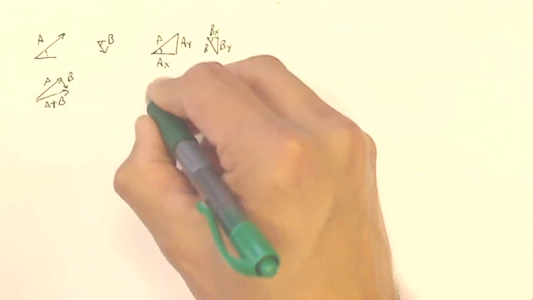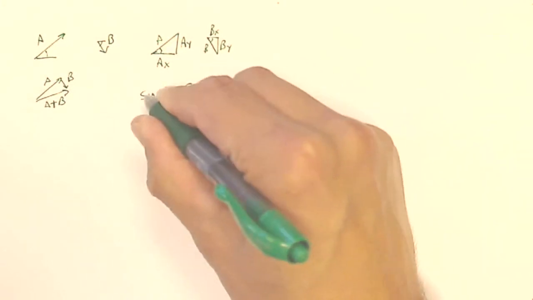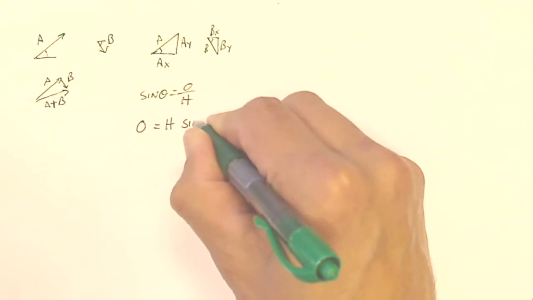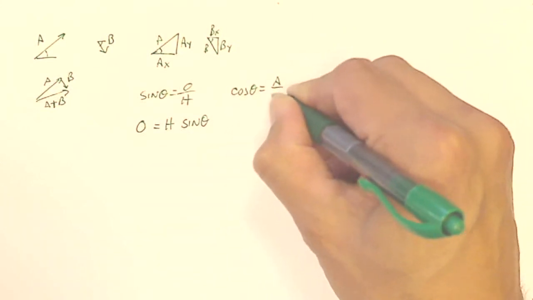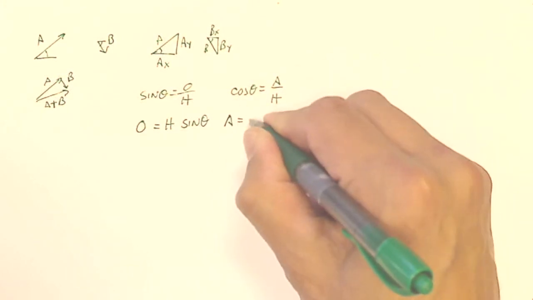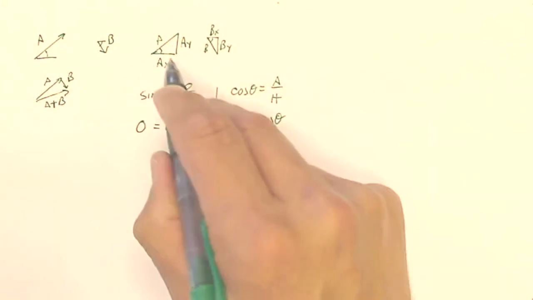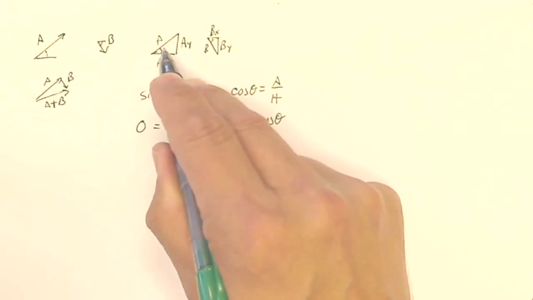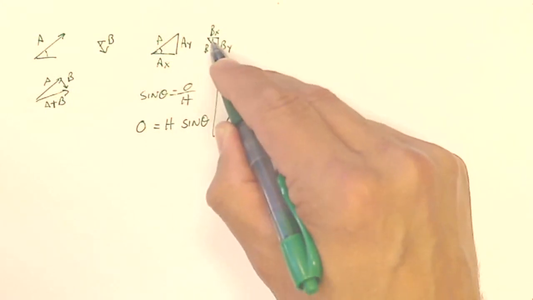The way to get these is to know that the sine of theta is the opposite over the hypotenuse. So if you multiply by the hypotenuse, the opposite side is the hypotenuse times the sine of theta. And since the cosine of theta is the adjacent over the hypotenuse, the adjacent is the hypotenuse times the cosine of theta. So we take this times the sine of theta to get that, this times the cosine of theta to get that, and the same for B.